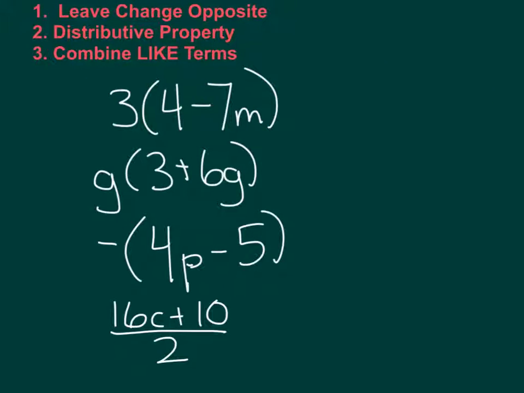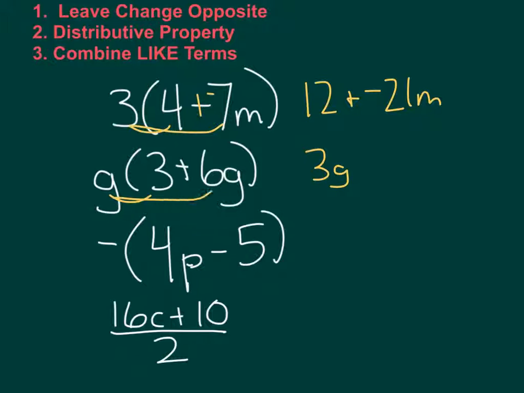Now we'll do several examples here of distributive property. Of course, we're going to do leave, change opposite if we have any subtraction. 3 times 4 is 12. 3 times negative 7m is negative 21m. Put the plus sign back in between it. And now we have 12 plus negative 21m. If I had a g times 3, that's 3g. G times 6g, well, that'd be 6 times g, it'd be 6g squared. Put the plus sign back in between it.